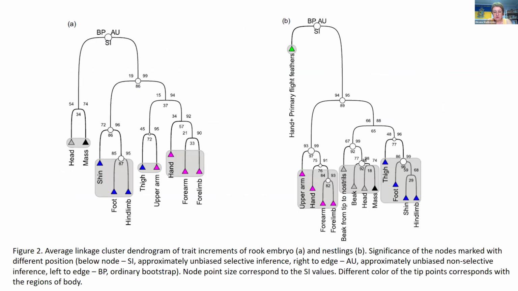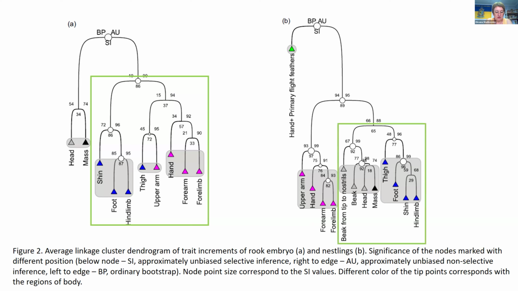In contrast to the embryonic period, in postnatal development, the leg module clustered together with the module of head with beak. The hand with primary flight feathers separated from other traits. This was due to distinctive growth of primary flight feathers. If we take only the hand, its growth pattern clustered together with the rest of the wing skeletal elements. The module of wing variables had a distinctive pattern of growth.